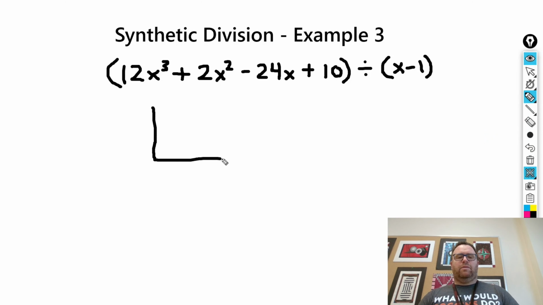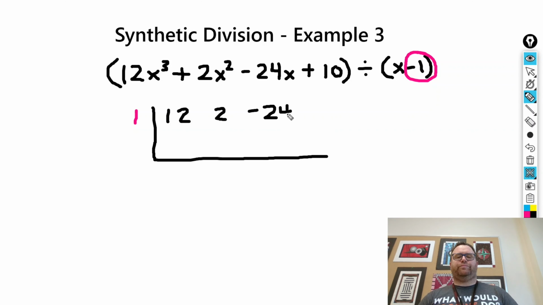So I'm going to set up my synthetic division here. Remember, I'm changing this sign. So because it's minus 1, I'm going to change it to plus 1. And then I'm going to write the coefficients here and the constant here. So 12, 2, negative 24, and 10.